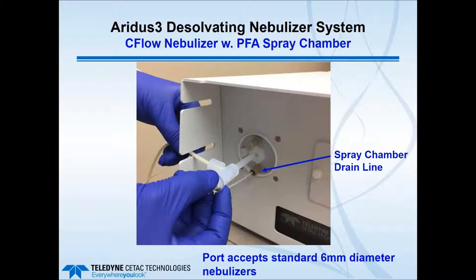In the next slide, you show here the connection of the PFA nebulizer to the Aridus3. So the port there you see accepts a standard 6mm diameter nebulizer that simply inserts through the port and will seal against two fluoropolymer O-rings. There's also depicted the spray chamber drain line that would typically connect to the host ICP-MS peristaltic pump. You can simply turn that on and leave it on in case there is any liquid buildup in the spray chamber. At low sample flow rates of, say, 50 or 100 microliters per minute, this is not very common.